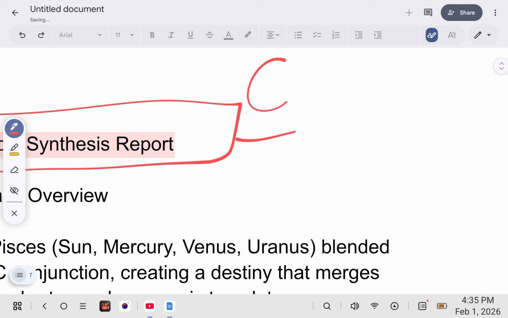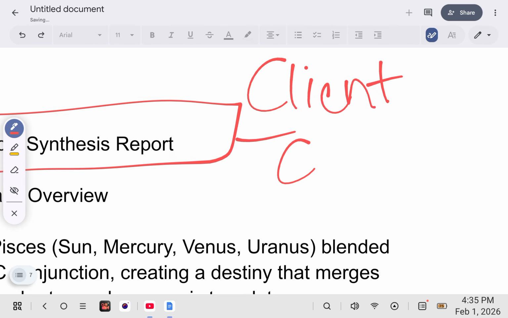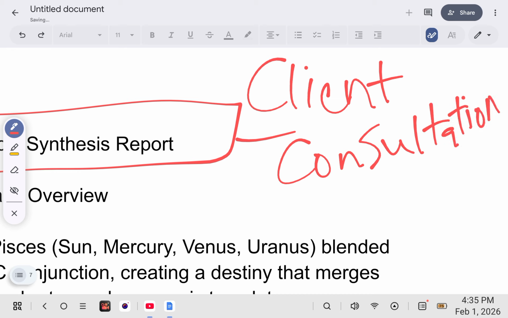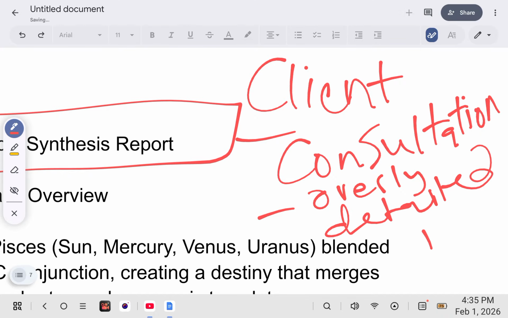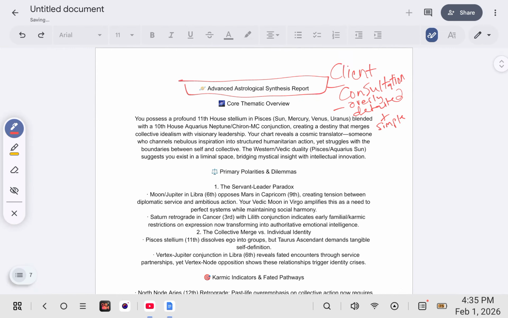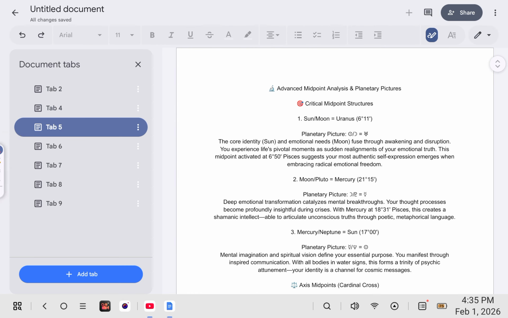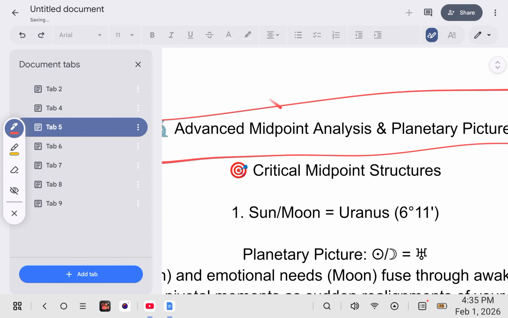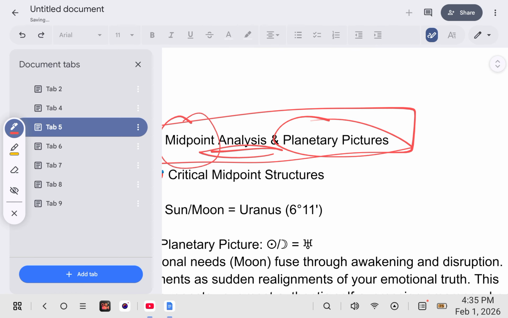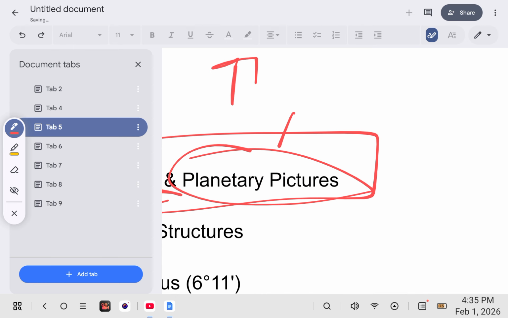This is essentially what a client consultation would look like with me, because I am going to be producing more detailed charts than you've ever seen, so it's going to be overly detailed and explained. Simplified. So we're going to be going over this. We're also going to be going over the advanced midpoint analysis and planetary pictures, because a lot of people will talk about midpoints, but we won't get the full analysis. Or planetary pictures, I say these are more thorough.